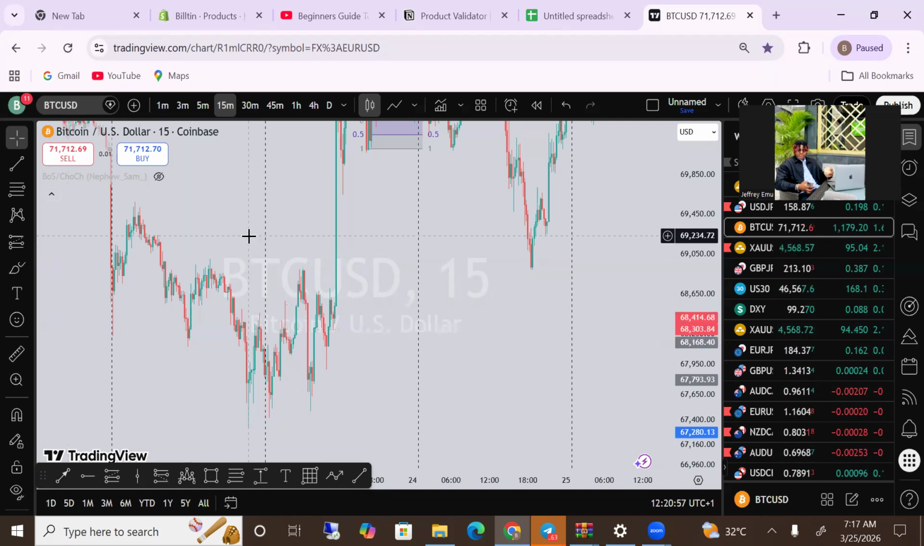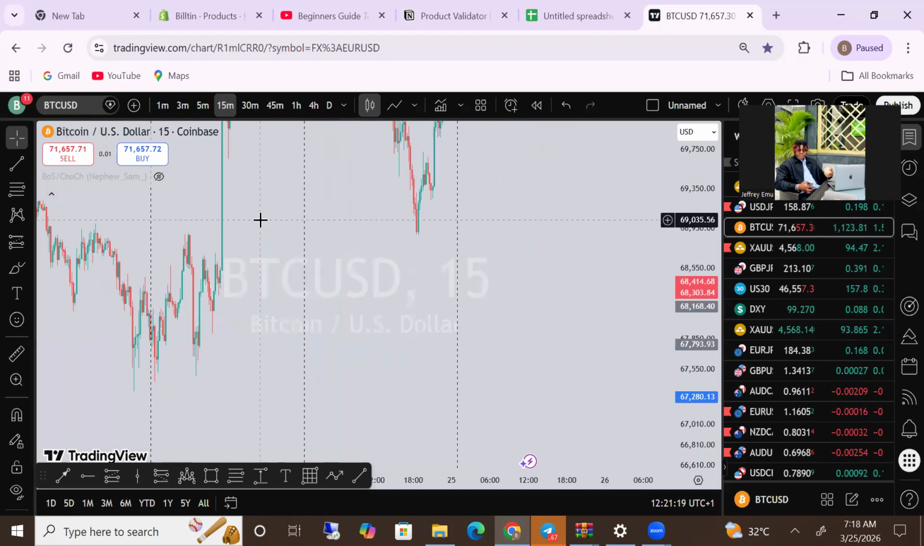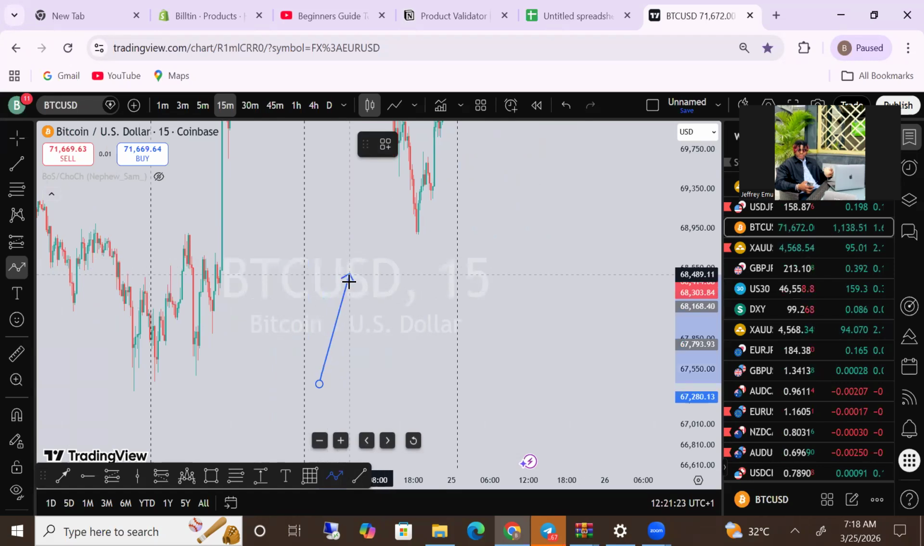The last session was based on breaker and mitigation blocks, other blocks, and fair value gaps. So today I'll be going over those same contents again, in a clearer and more understandable way, high probability trades that you're meant to understand how to take. The concept of a breaker, I will just draw it again, is that price is buying.